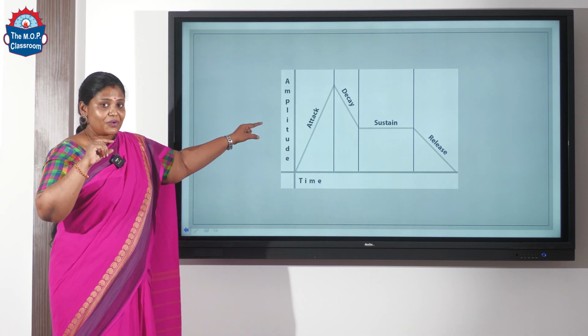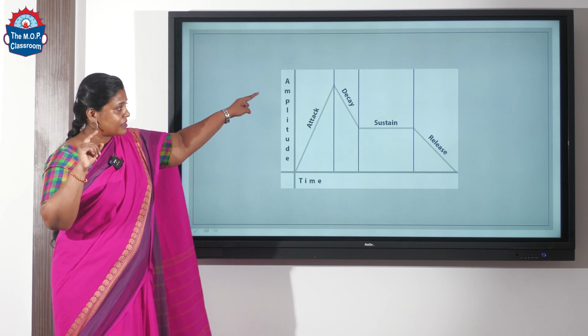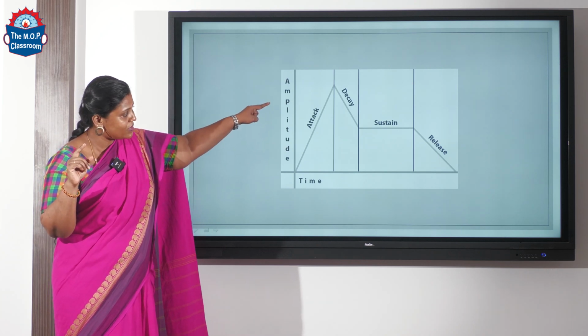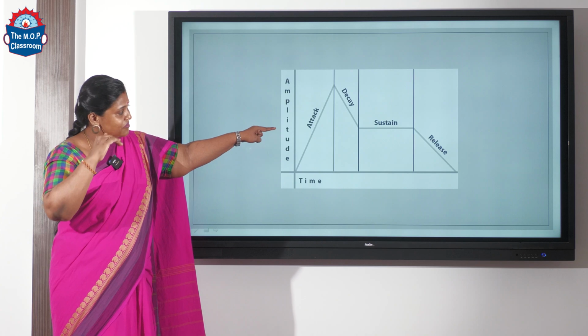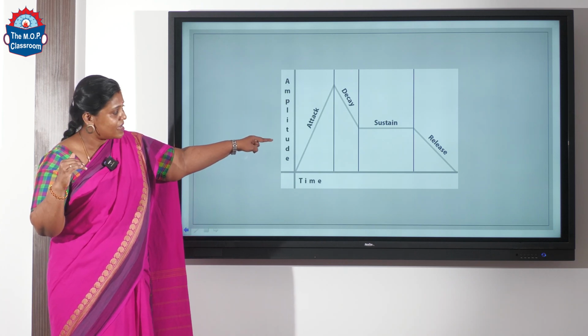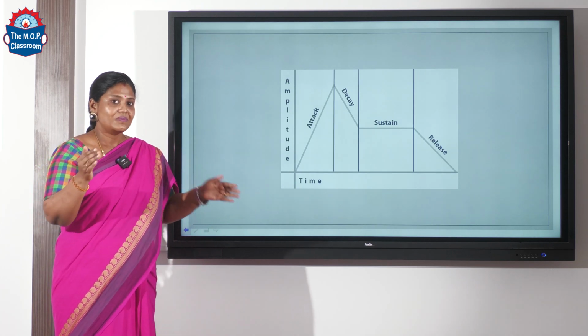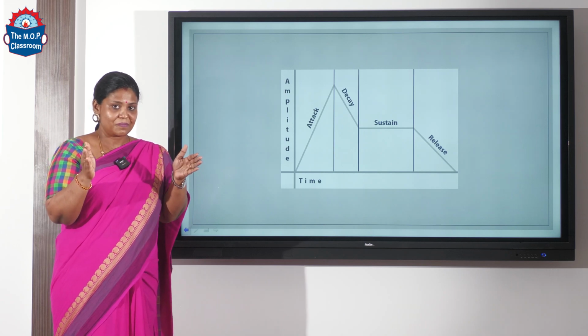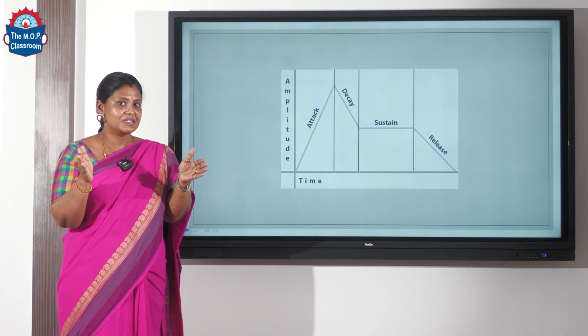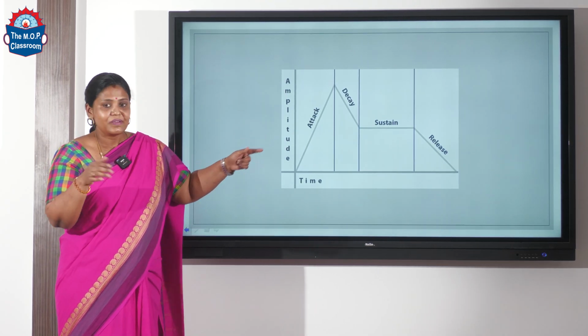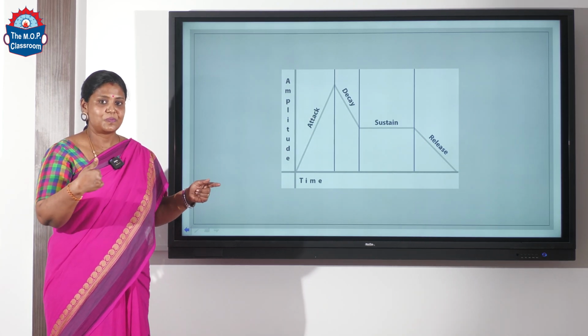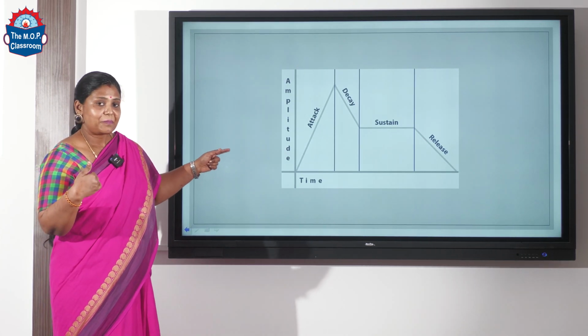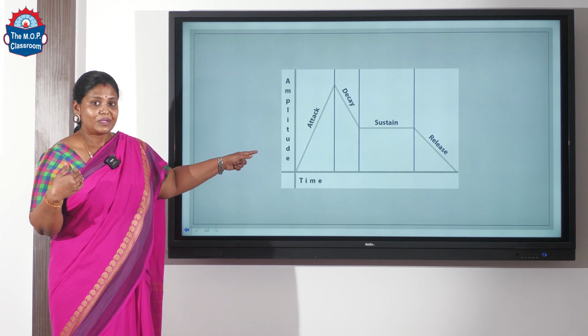Here the amplitude has reached its maximum level, and then slowly it has to fall down. That phase is called the decay phase. And once it comes down, that sound has to be retained at some level. That is called the sustain level. And then the fade out portion is called the release. So amplitude is the only property we deal with in ADSR.